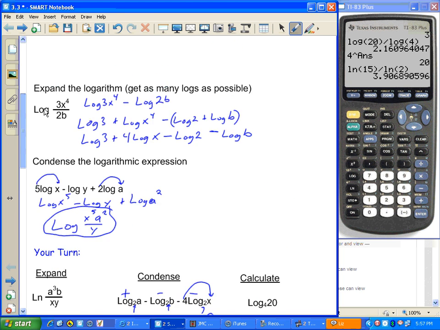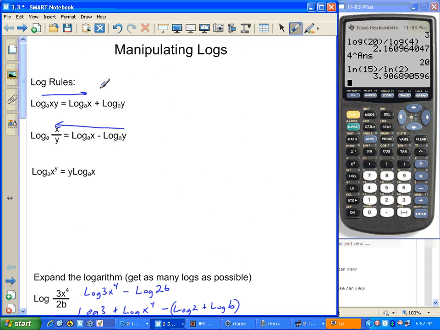Okay, so that's manipulating logarithms, expanding, condensing. These are your main rules, so make sure you've got those written down.